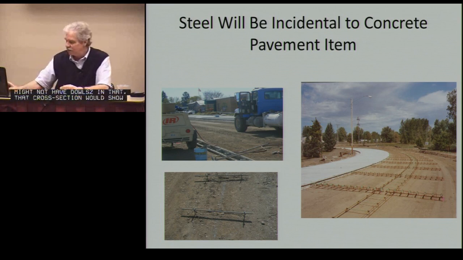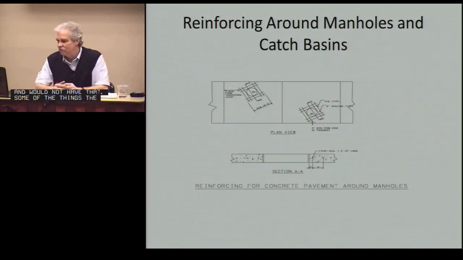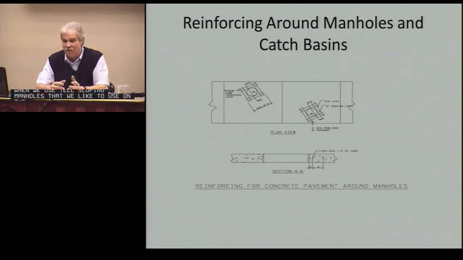Some of the things the designers got to remember is where we put reinforcing around manholes. And I apologize for the slide. They're as best I could find. But when we use telescoping manholes that we like to use on our city streets, concrete, then we need steel around those manholes. That steel would be incidental to the price bid for the concrete pavement as long as the designer drew a typical section and told the contractor to include this.